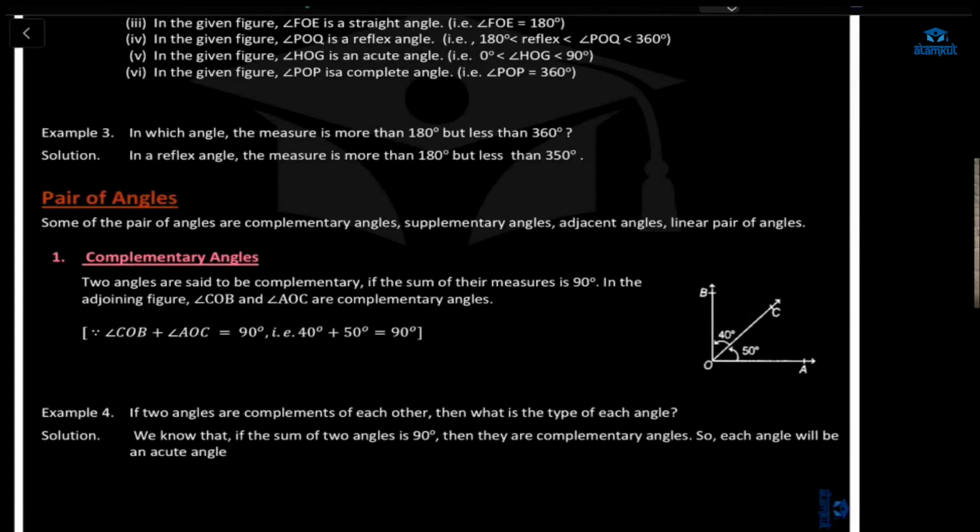Now, in which angle is the measure more than 180 degree but less than 360 degree? It is a reflex angle, because a reflex angle is in the range of 180 degree to 360 degree. The angle should be greater than 180 degree and less than 360 degree. Now, pair of angles.